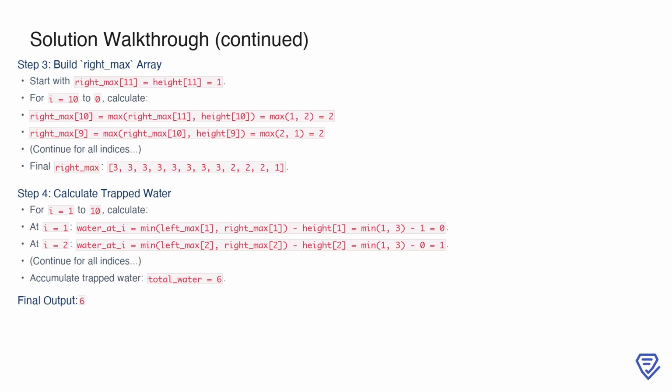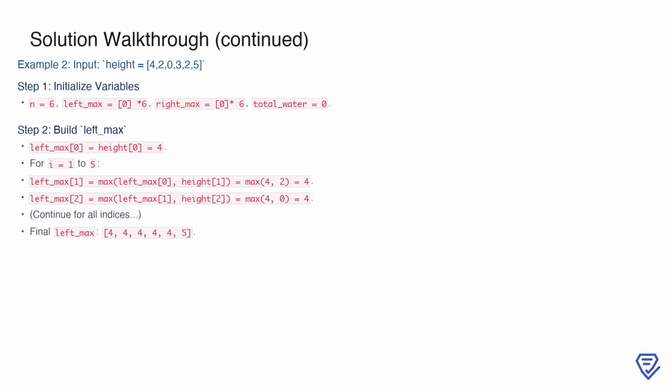With both left_max and right_max arrays ready, we can now calculate the trapped water at each index. For indices where water can be trapped, we find the minimum of the values in left_max and right_max, then subtract the height at that index. For example, at index 1, the minimum of left_max[1] and right_max[1] is 1, and subtracting height[1] gives 0. At index 2, the calculation yields 1 unit of trapped water. Repeating this for all indices from 1 to 10 and summing the results gives a total trapped water of 6 units. This is our final output for the first example.